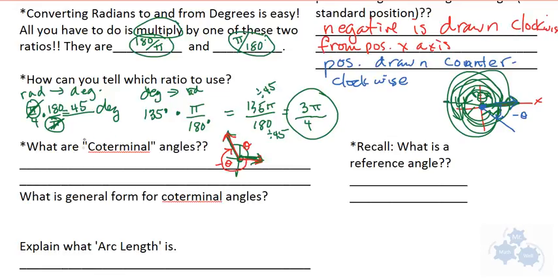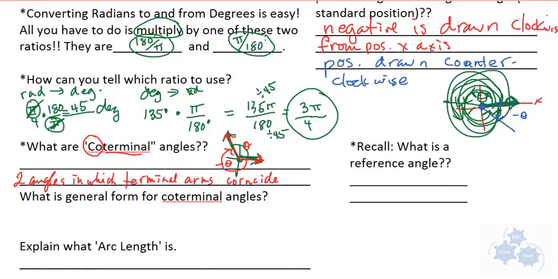So co, if you're talking about co-pilots, it means kind of two people sharing a duty, or two things together. And terminal means that's the terminal arm. Okay? So if you want to write this down, it's two angles in which the terminal arms coincide.